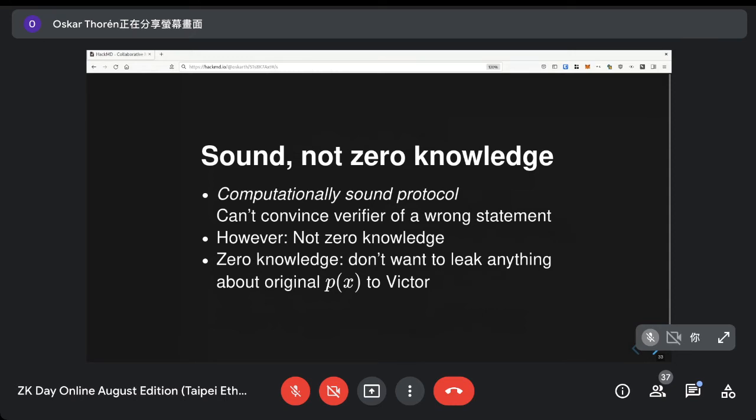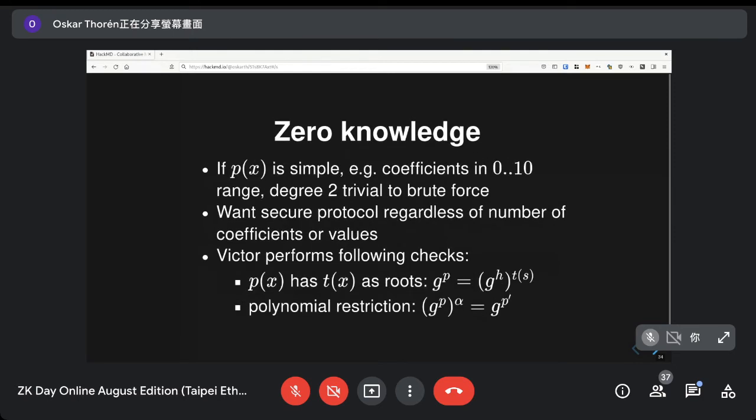But it's still not zero knowledge. Because for it to be zero knowledge, we don't want to leak anything about the original polynomial p of x to Victor. Peggy just wants to prove that she knows the polynomial. She doesn't want to leak anything about what the polynomial actually is. Let's look at the state of things right now. If p of x is simple, let's say the coefficients range from 0 to 10 and the degree is 2 or something, then it's very trivial to brute force and find out p of x. And what we want is a secure protocol that works regardless of the number of coefficients or values.